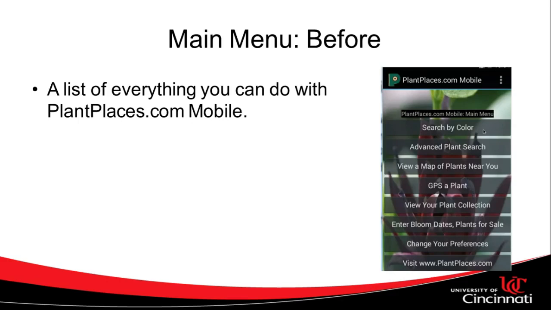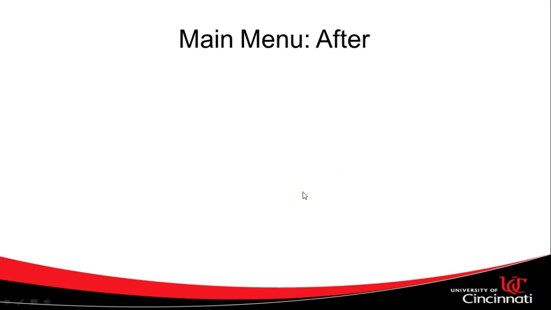Now, what's wrong with the main menu screen? Don't we want to show everything that we can do? Well, the problem is we're not saying what's important. Change your preferences. How often are you going to log in just to change your preferences? Or how often are you going to come to this app just to change your preferences? That's something you're not going to do every day. As a matter of fact, we want to de-emphasize preferences and have an app that just works well for everybody right out of the box. Most people are going to come to search by color. So why make them click on the search by color button? So here's what the main menu screen looks like afterwards.